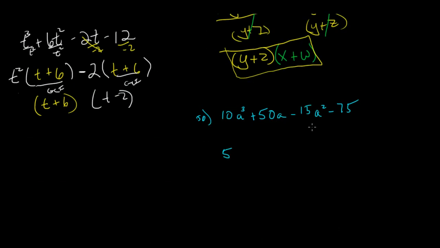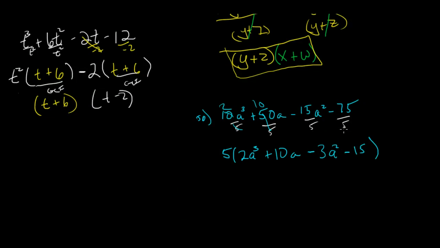That one has an a cubed, that one has an a, that one has an a squared, that one doesn't have an a. So that's really all I can divide out. So what happens when I divide each term by 5? Well, let's see. 10 divided by 5 is 2, leaving me with a 2a cubed. And 50 divided by 5 is 10, and that leaves me with a positive 10a. Minus 15 divided by 5 is 3a squared. Minus again 75 divided by 5 is 15.